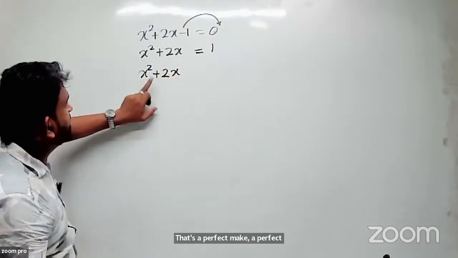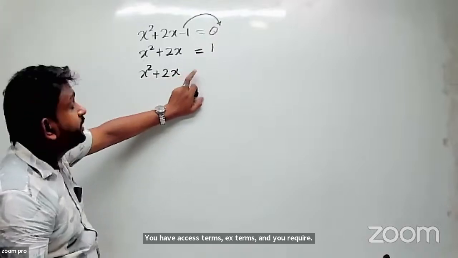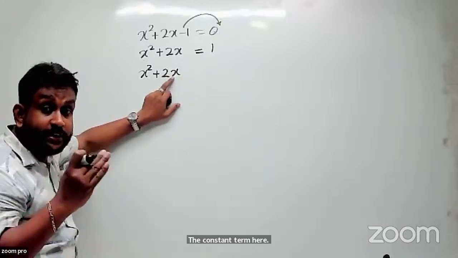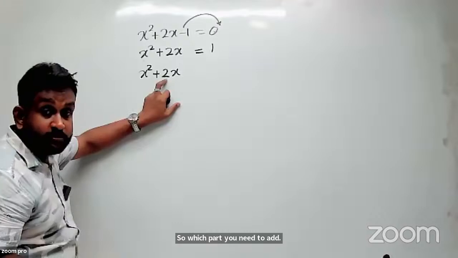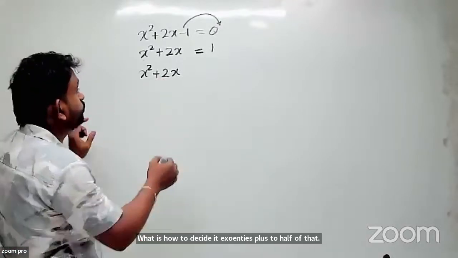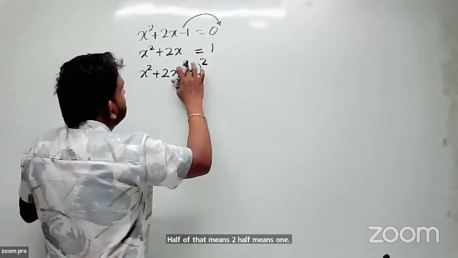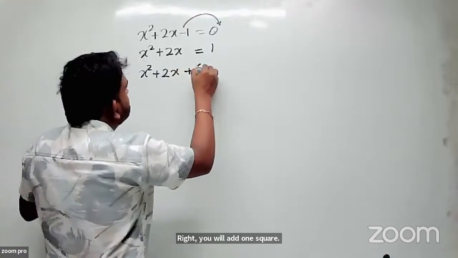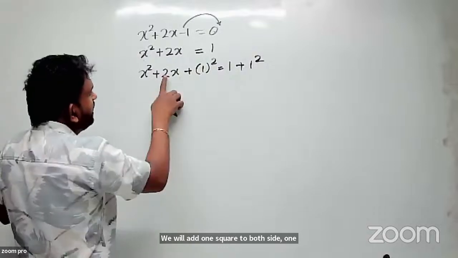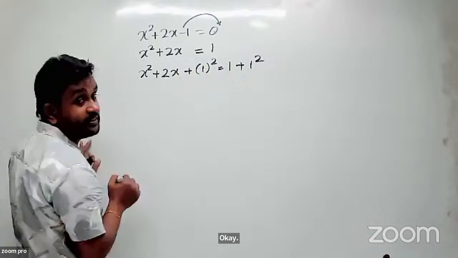You have the x² term, the x term, and you require the constant term here. So which part do you need to add? How do you decide it? The x coefficient is plus 2. Half of that: half of 2 means 1. You will add 1 squared to both sides. 1 squared means 1. Half of the x coefficient, squared, is added to both sides.